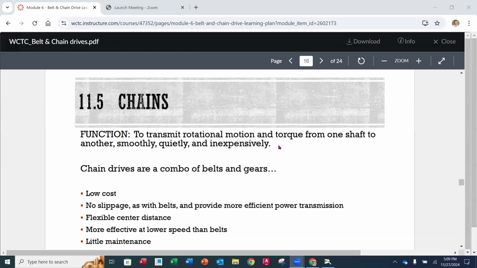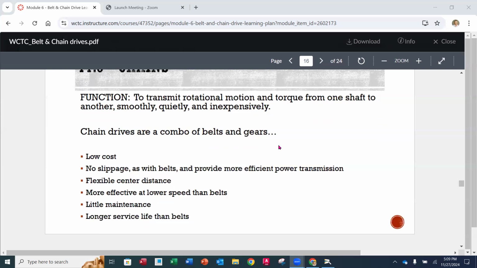Now, as we look at chains, they are considered a low-cost item. They are readily available, mass-produced. They're made out of metal, so they're quite inexpensive to produce, and then also they're not very costly to buy.